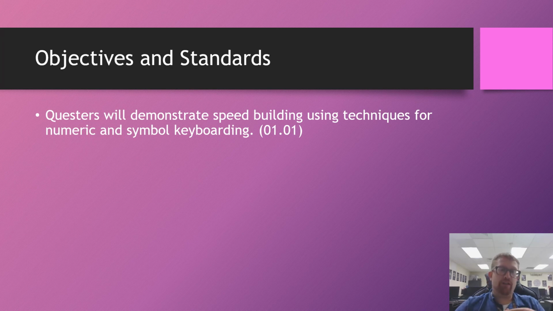Some of you may have had Computer 1 already, where you learned some of the basics of typing and some of the finger placements, but in Computer 2, the focus now shifts to you building speed and becoming more accurate, okay? So our main standard here is that we're going to demonstrate speed building using techniques for numeric and symbol keyboarding. We're going to review all of the original keys, the home row, the top row, the bottom row, and the number row, but we're also going to talk about the symbols and how you type those.